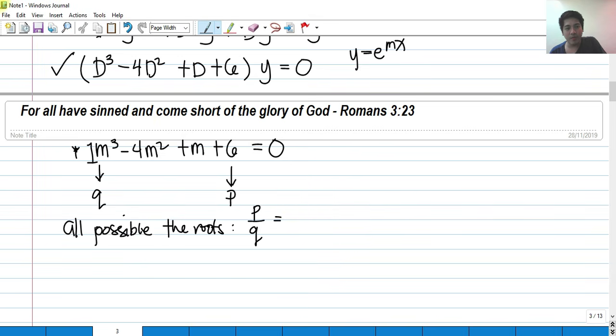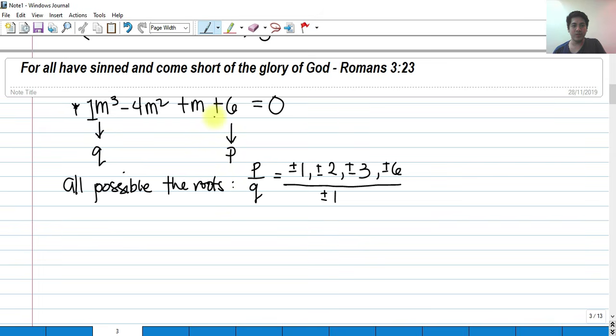So for number 1, we have positive negative 1, positive negative 2, positive negative 3, or positive negative 6 over the cube, all possible multiples. So that's only 1, positive or negative 1. So what will happen here? Taking a guess, I would guess that it is a positive 3 over 1. You can do this by trial and error. If the result is 0 by synthetic division, then that is a root.